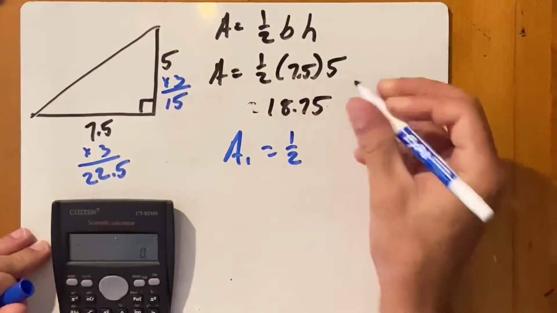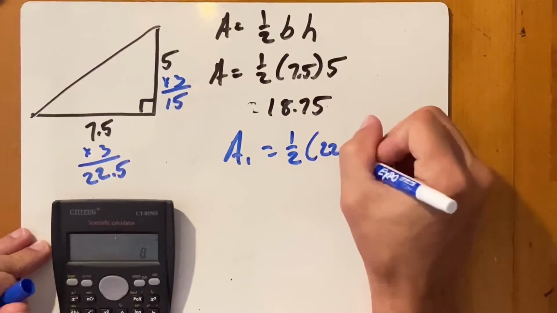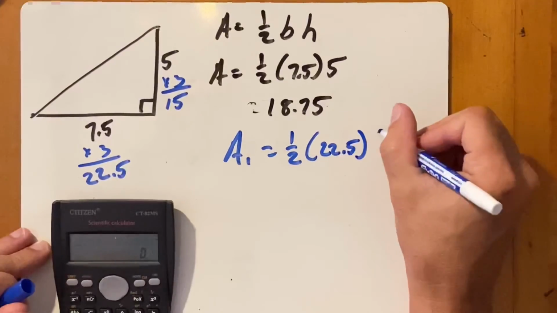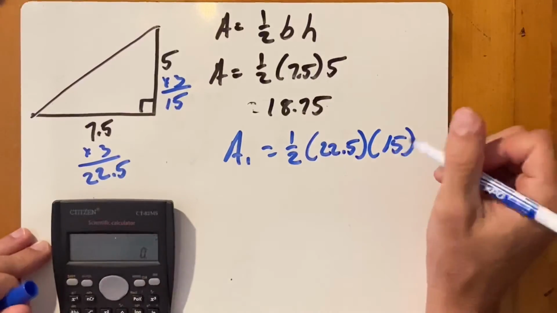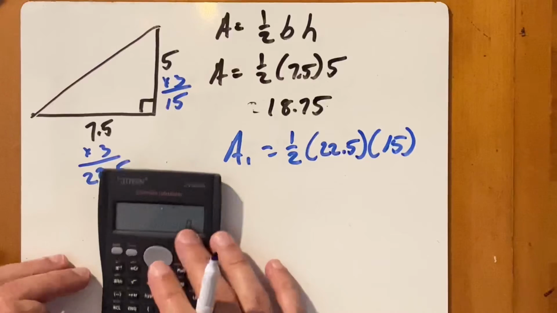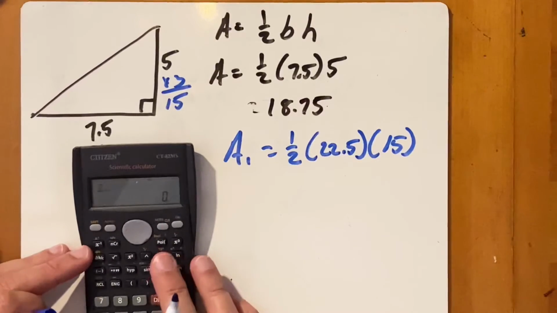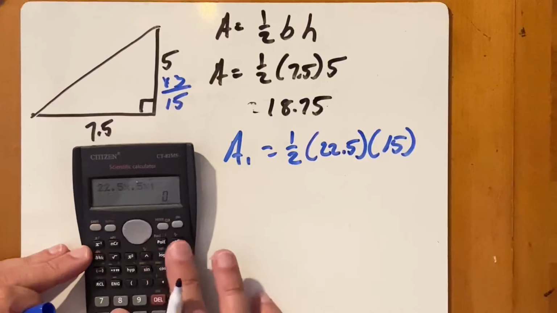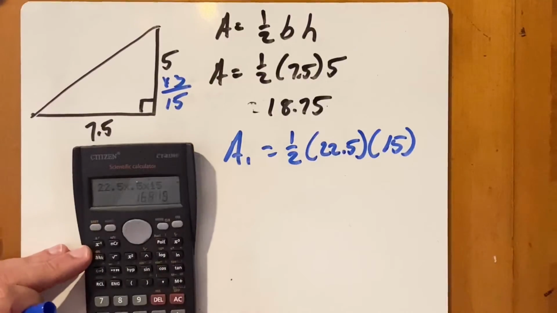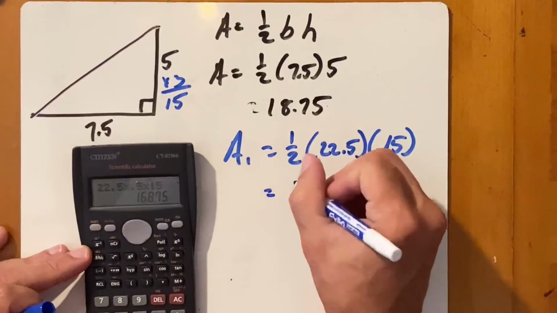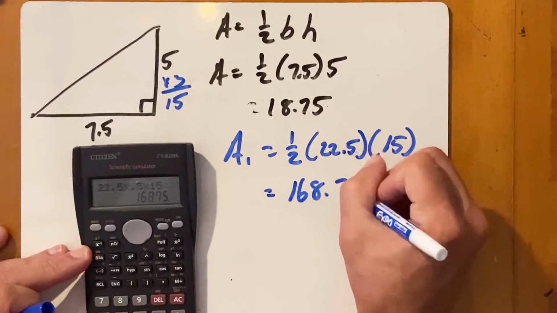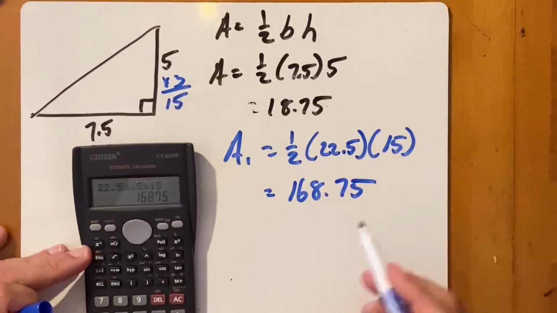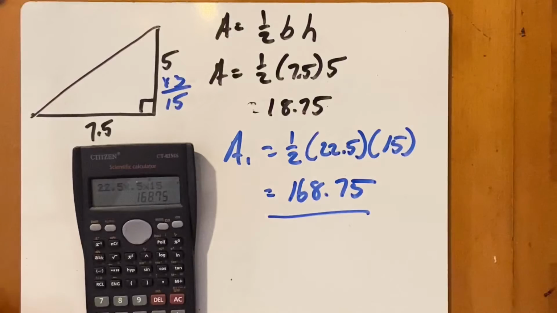So 1/2 times 22.5 times 15. So let's put that into our calculator. So 22.5 times 0.5 times 15. And we get an area of 168.75. And that is your final answer.